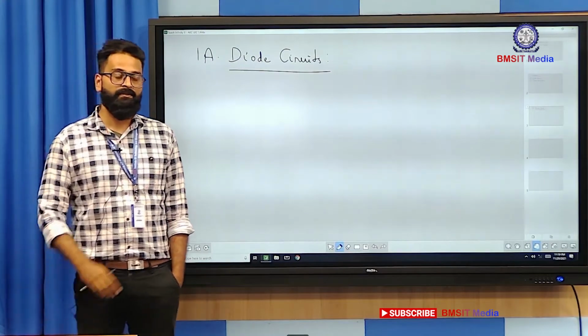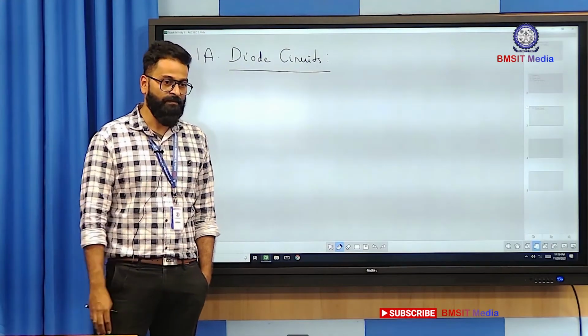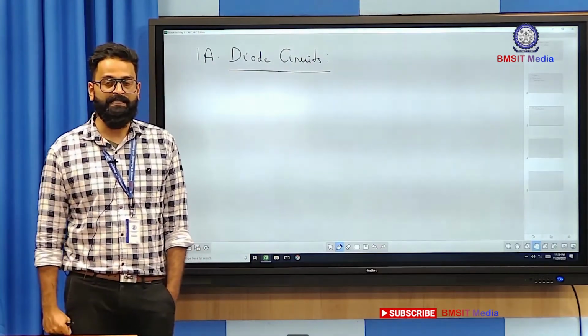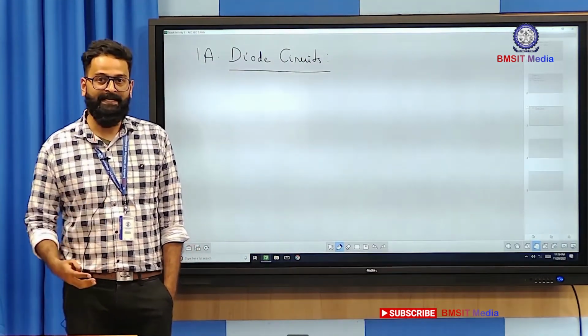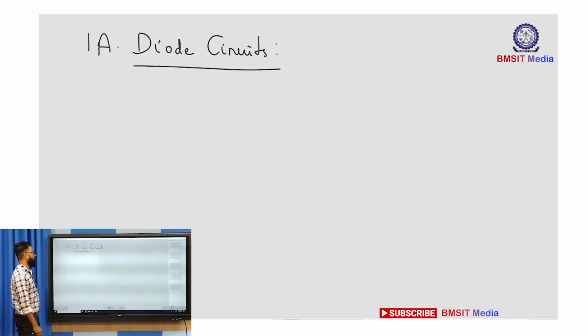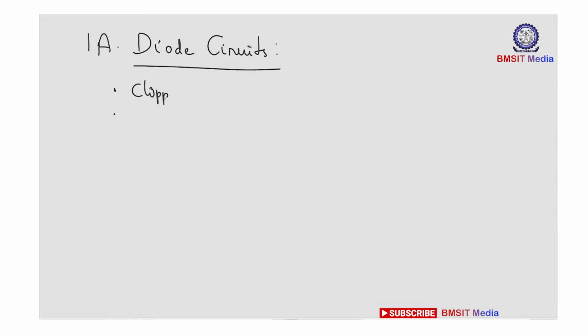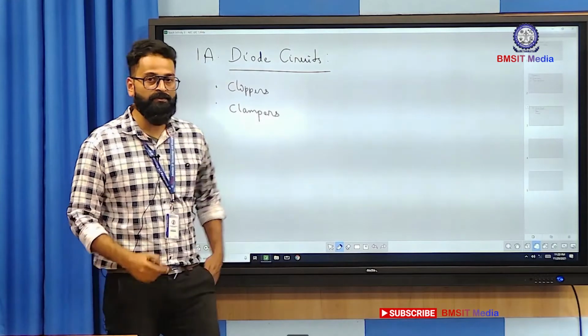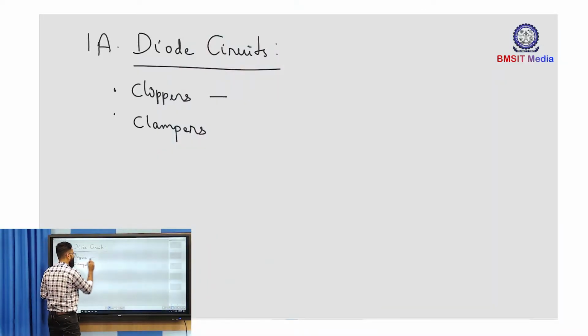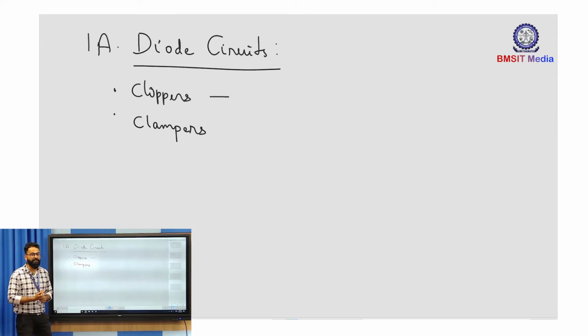Whatever we are going to study in this particular course is based on continuous signals. So the exciting function is basically continuous in nature. In diode circuits, the major topics are 2: clippers and clampers. To some extent, we all have studied clippers. Clippers are nothing but wave shaping circuits.